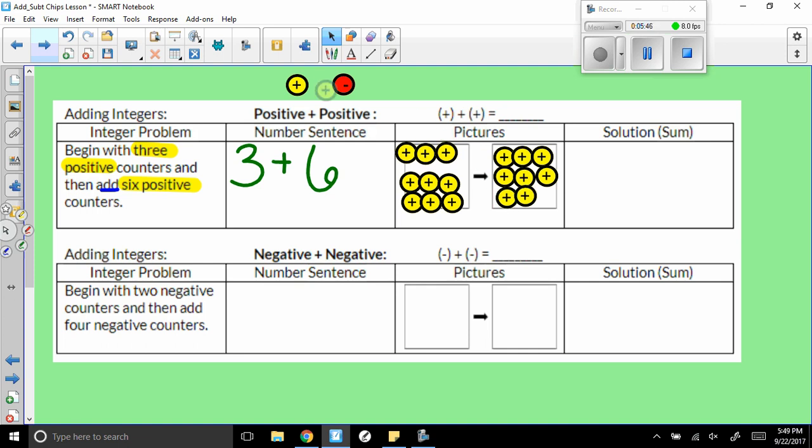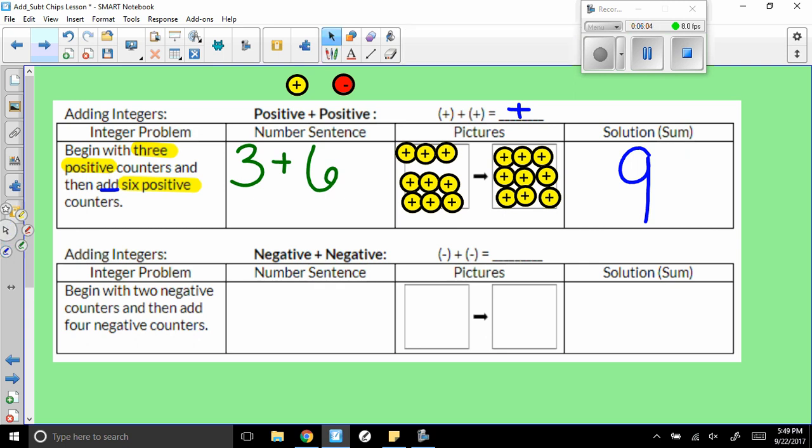If we don't have any 0 pairs, everything that we started with gets left over. So here I see that I have 9 positive chips, so my solution is a positive 9. So anytime you have a positive plus a positive, you're going to end up with a positive answer. Go ahead and fill in that blank.